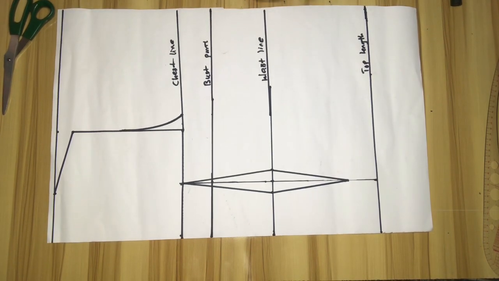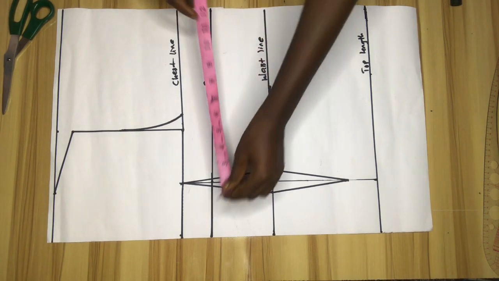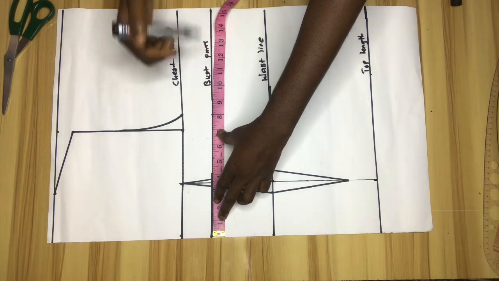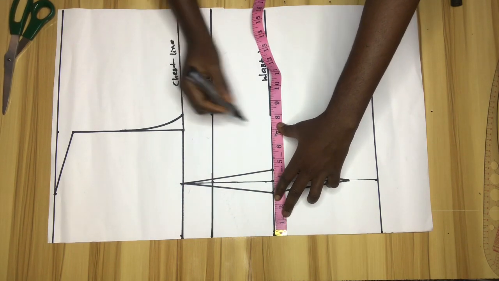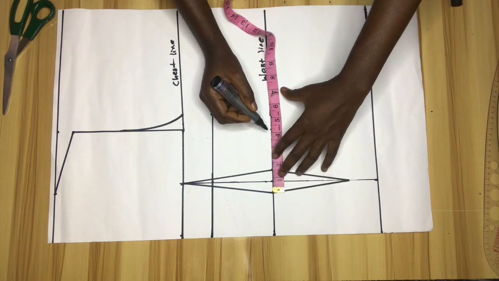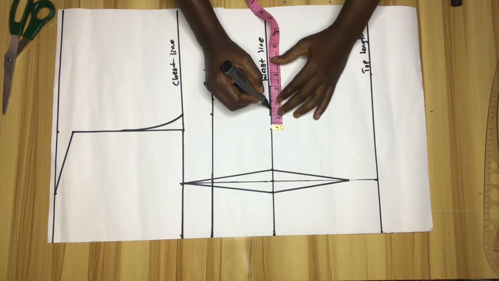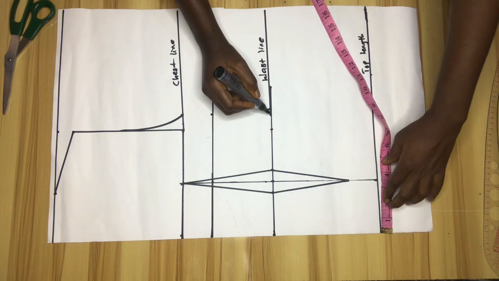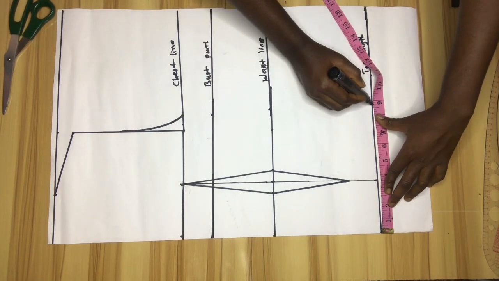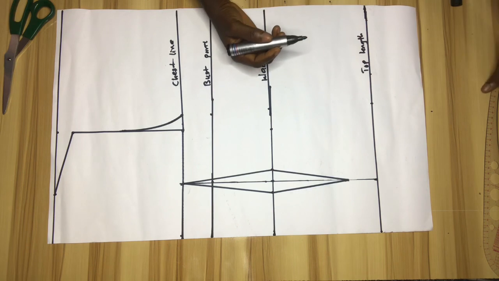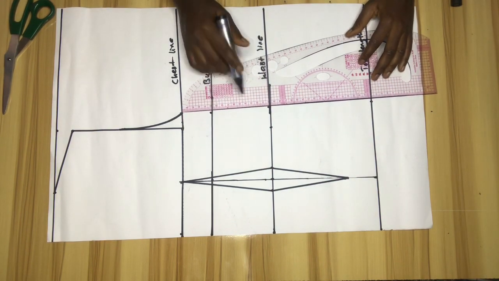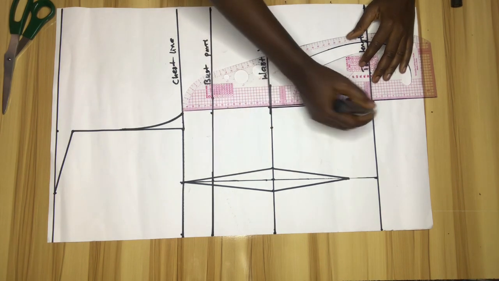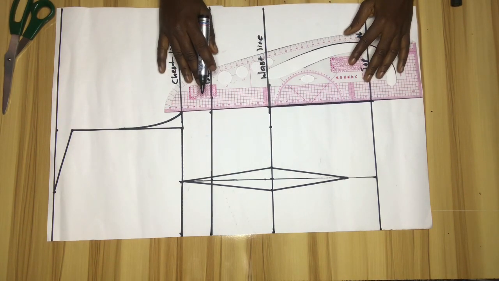So guys, the next thing we're going to do is to measure my bust measurement divided by 4, which is 32 divided by 4, 8 inches. I'll mark that on the bust point, and then the waist divided by 4, which is 7 inches, and then I'll replace my darts on the waistline, which is 1.5 inches, and then I'll go ahead to mark my hip measurement divided by 4 on the top length, and then I'm going to use my rule to connect the points like so.